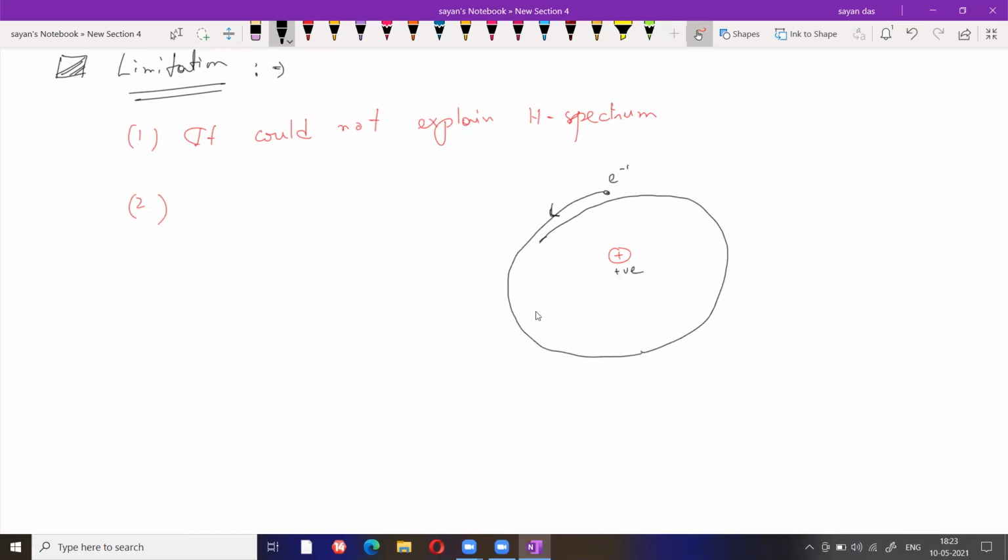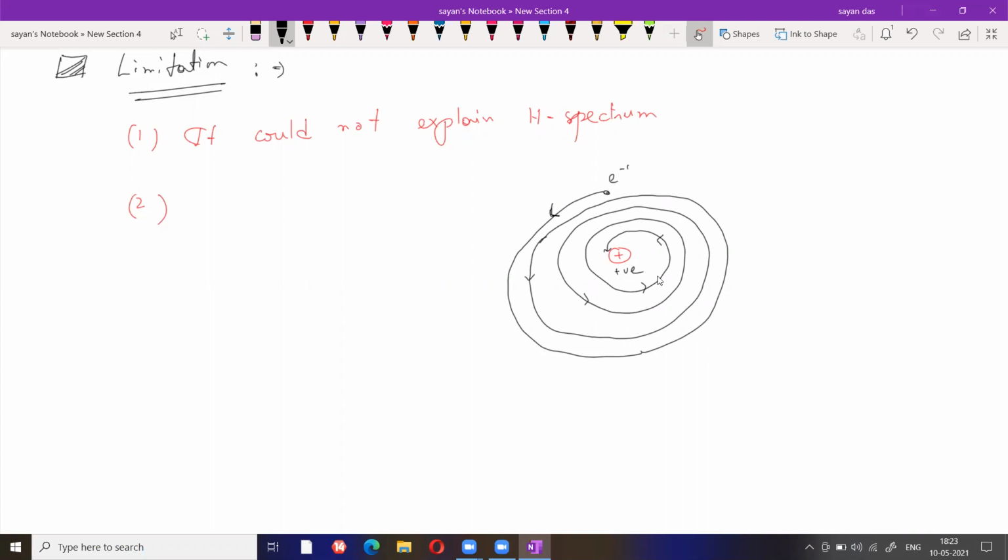Due to emission of energy, the radius is not constant. The radius is decreasing, decreasing, decreasing. At a certain point, this electron falls onto the nucleus. If the electron falls onto the nucleus, the system collapses. So the atom cannot be stable. This is the main limitation of the Rutherford atomic model.